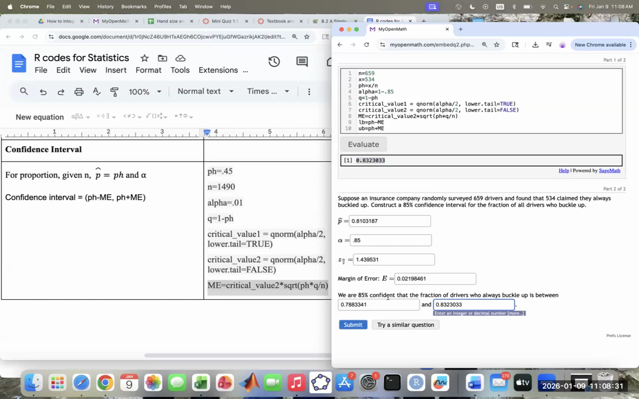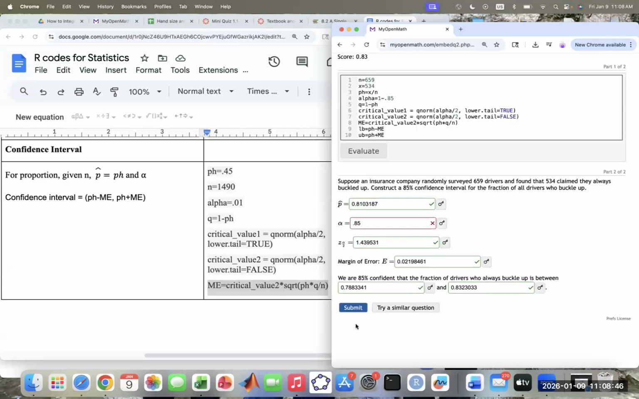So we are 85% confident that the fraction of drivers who always buckle up is between around 79% and 83%, rounded. I submit here, and I should have all answers correct. And so that's how you do this part.